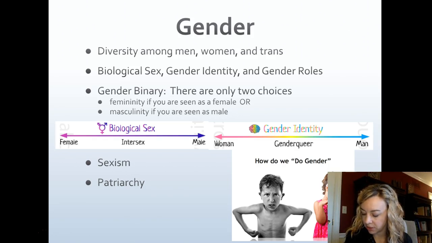But this reinforces a form of masculinity that is actually dehumanizing and devaluing for men, because there's still a box that men have to be in.